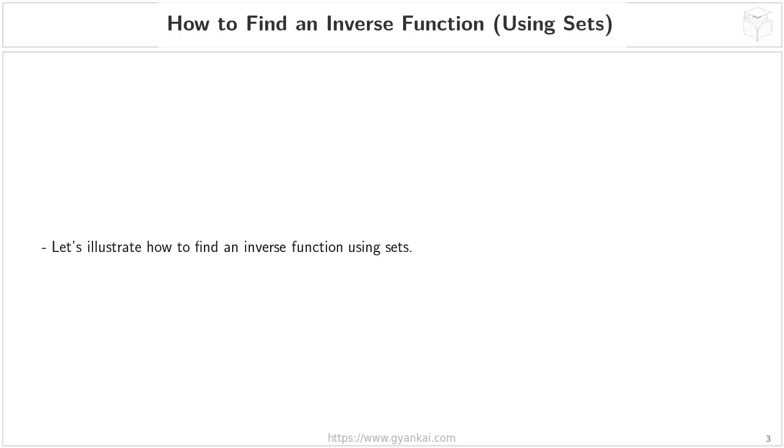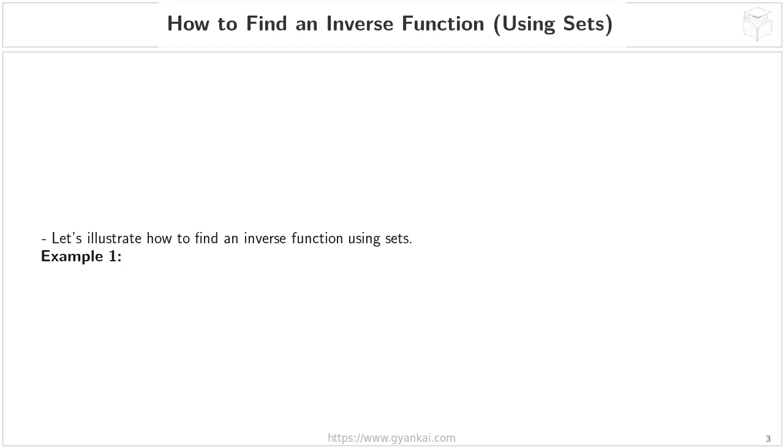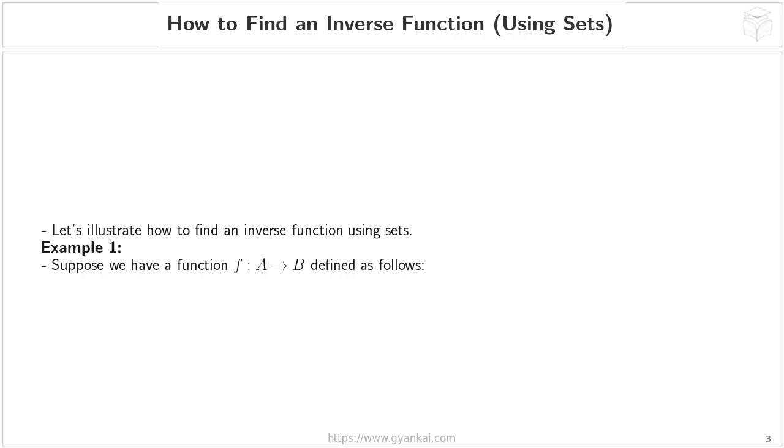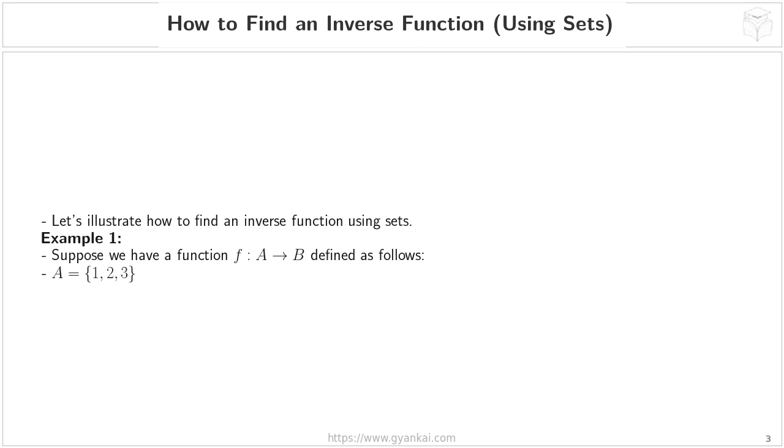How to find an inverse function using sets. So now we're going to solidify our understanding of inverse functions with some examples, working directly with sets. Remember from the previous slides, an inverse function essentially undoes what the original function does. And crucially, this only works if the original function is bijective, both one-to-one and onto. Let's start with example 1. We have a function f that maps elements from set A to set B. Set A contains the numbers 1, 2, and 3. Set B contains the numbers 4, 5, and 6. The function f is defined by these ordered pairs. 1 maps to 4, 2 maps to 5, and 3 maps to 6.